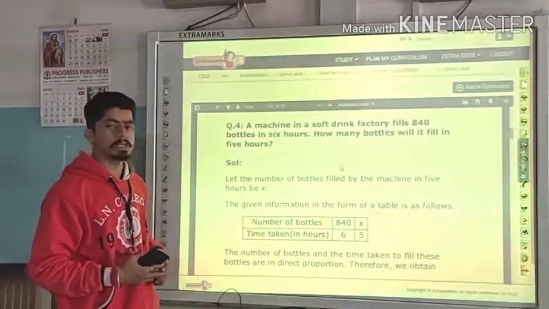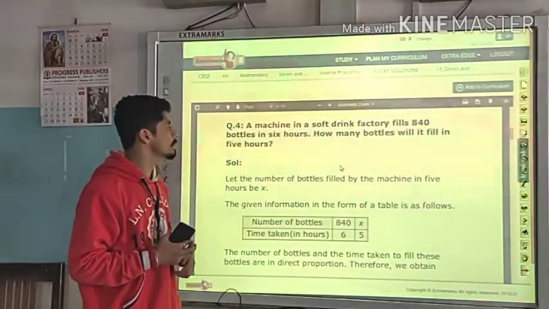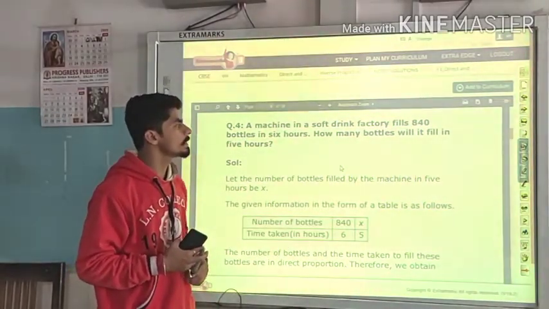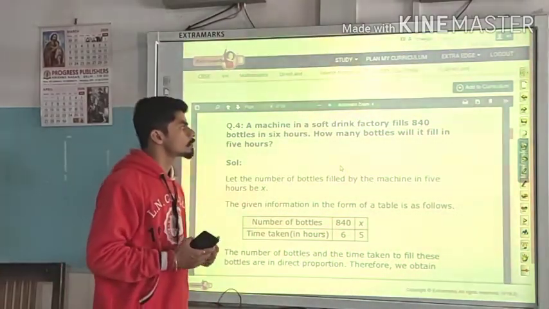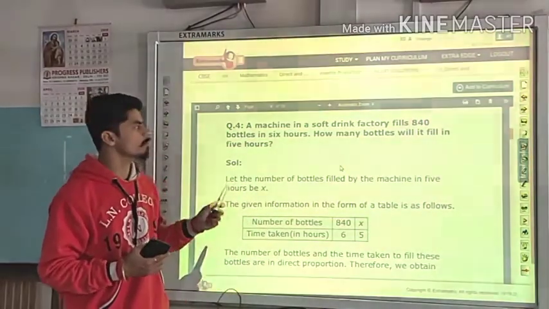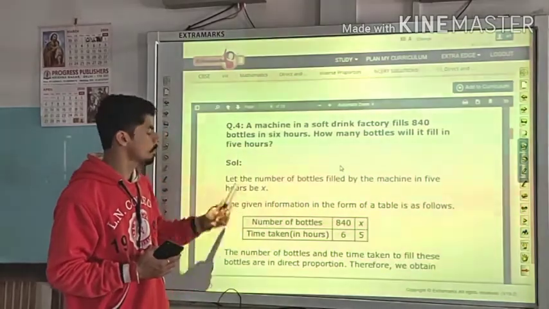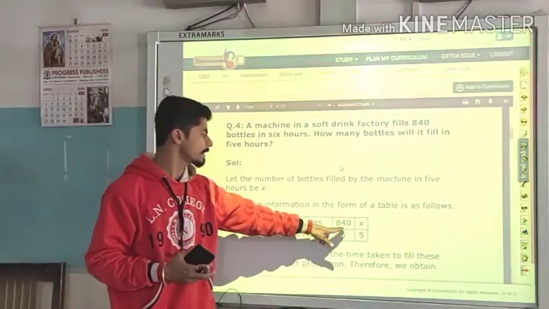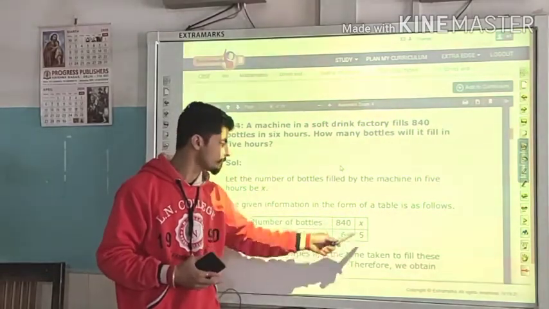Now the next question is question number 4. A machine in a soft drink factory fills 840 bottles in 6 hours. How many bottles will be filled in 5 hours? Okay, so 840 bottles in 6 hours. So we have to find the number of bottles filled by the soft drink factory in 5 hours. So the data will be 840 bottles in 6 hours and the number of bottles will be x in 5 hours.